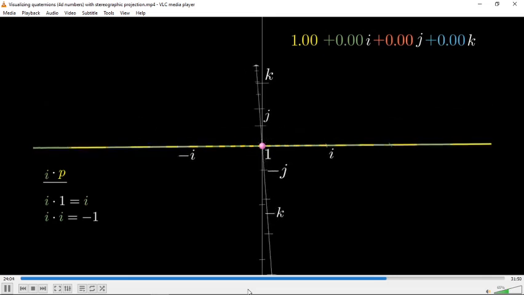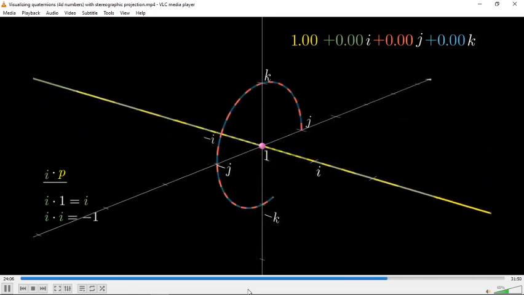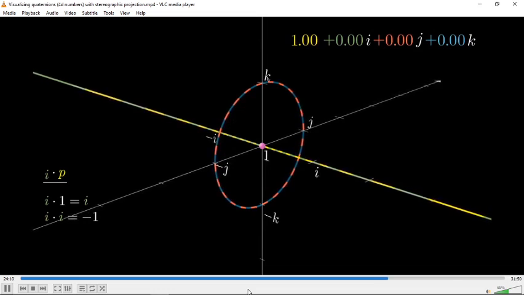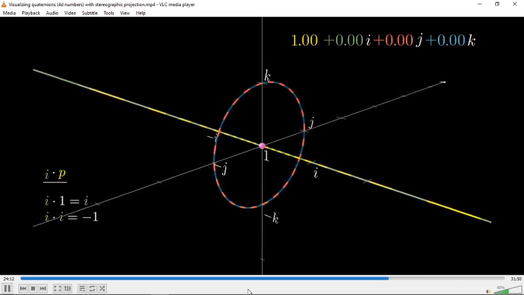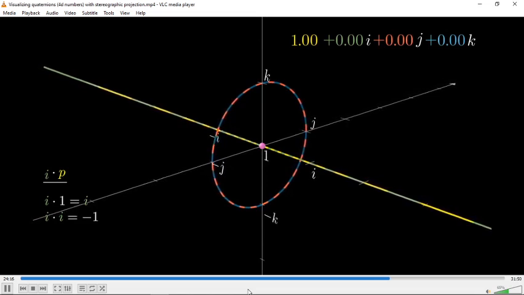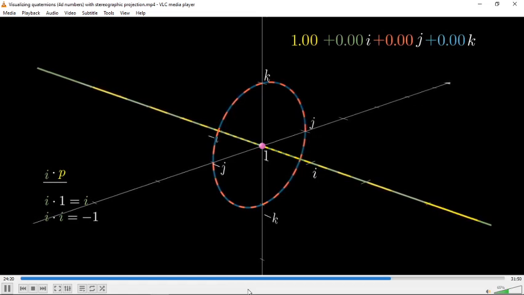Now look at the circle passing through j and k, which is in a sense perpendicular to the circle passing through 1 and I. Now it might feel weird to talk about two circles being perpendicular to each other, especially when they have the same center, the same radius, and they don't touch each other at all, but nothing could be more natural in 4 dimensions.